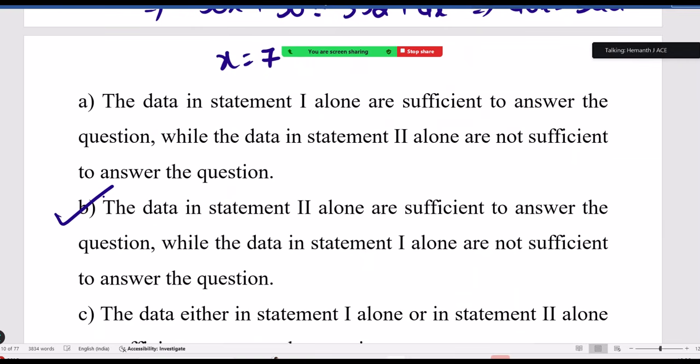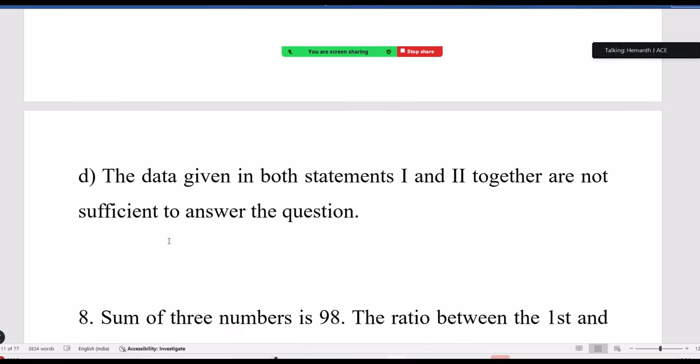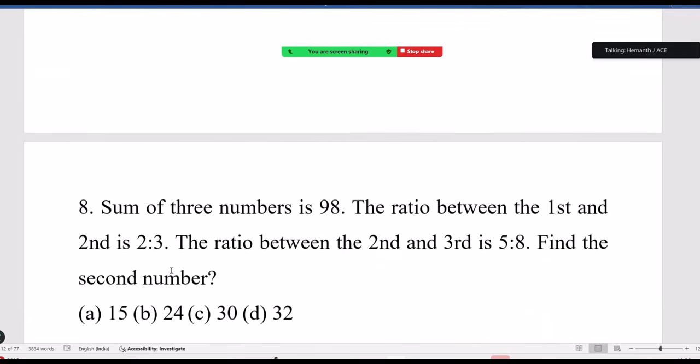Don't go for together. If alone is possible, don't go for together. So alone only is fine. We can say statement 2 alone is okay. Don't go for together until alone is not possible. Now let's see the next question.